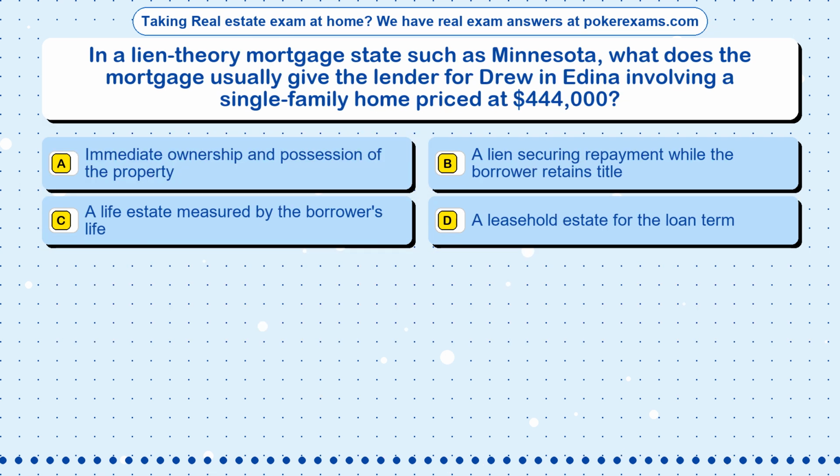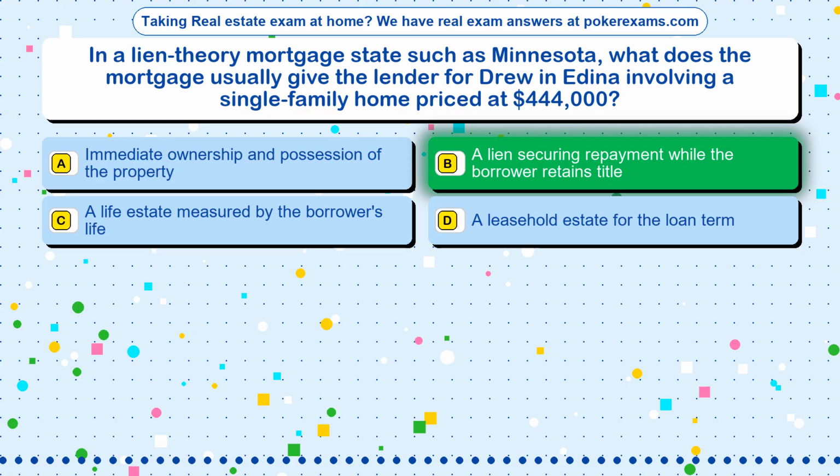Question 10. In a lien theory mortgage state such as Minnesota, what does the mortgage usually give the lender for Drew in Edina involving a single-family home priced at $444,000? Option A, immediate ownership and possession of the property. Option B, a lien securing repayment while the borrower retains title. Option C, a life estate measured by the borrower's life. Option D, a leasehold estate for the loan term.